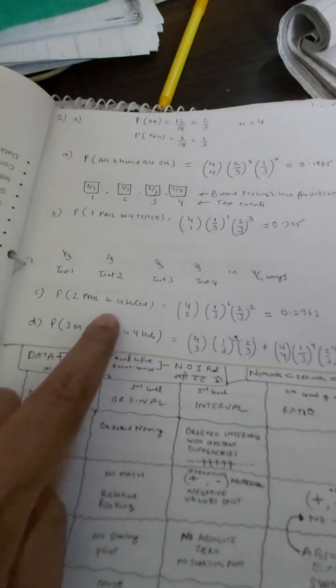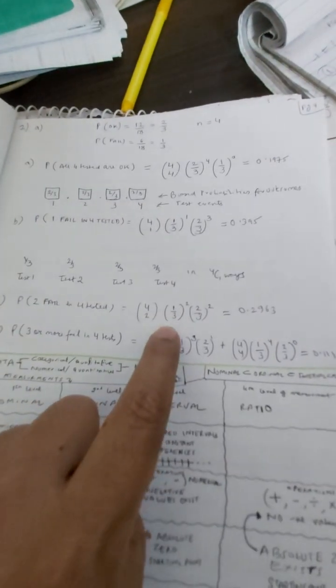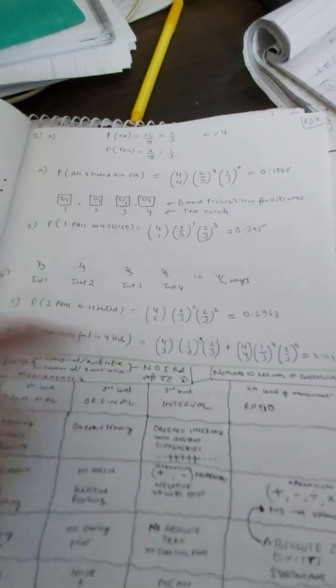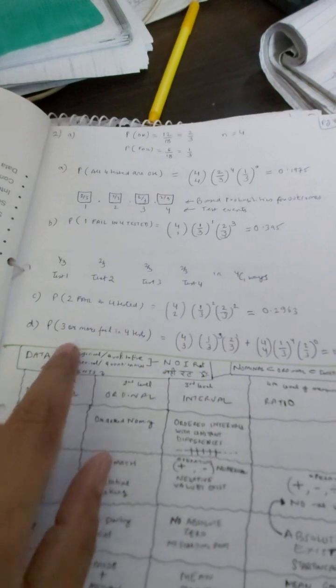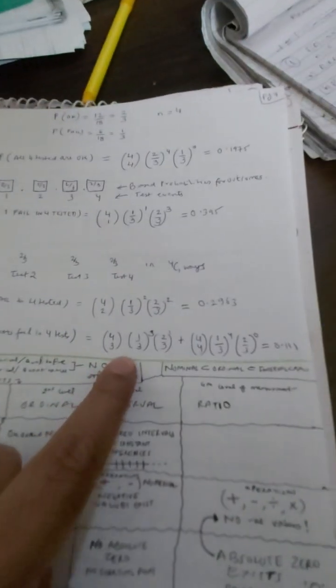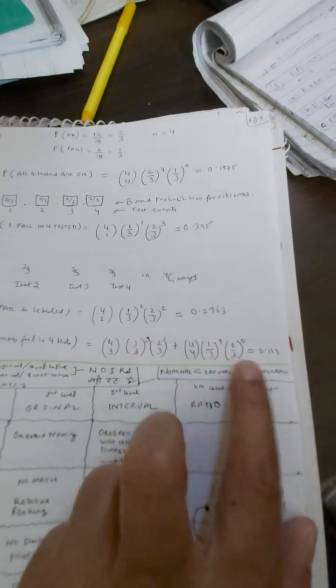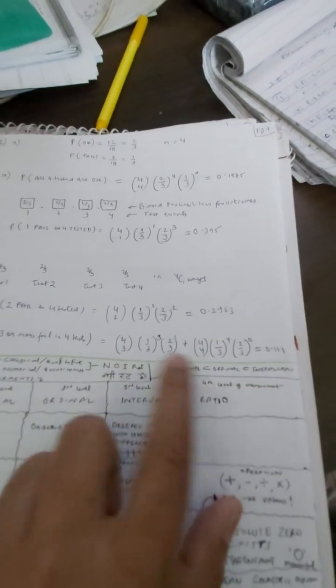Then 2 fail in 4 tested, check having this. So exactly 2 will be given like this, and exactly 3 or more will be given by 3 or more, like this, either 3 or 4 fail. So this is how that can be done.